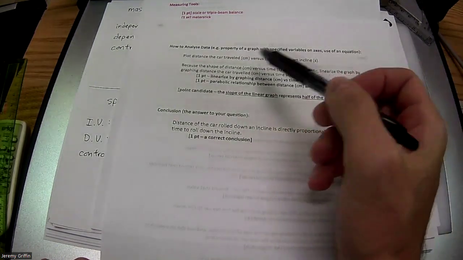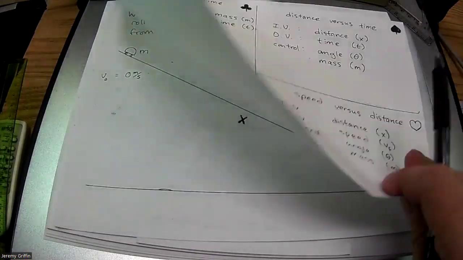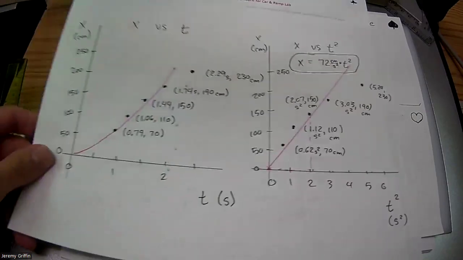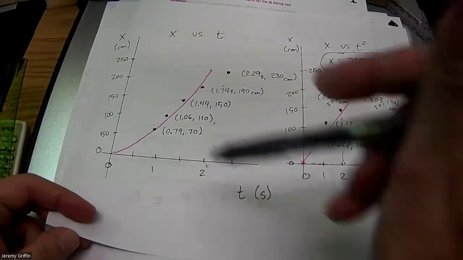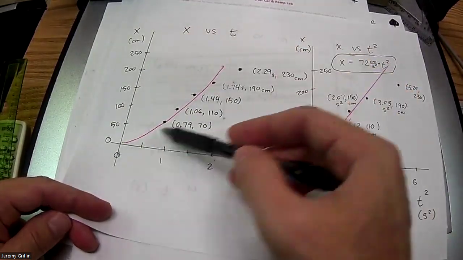Okay, so here's what analysis looks like. Analysis. You guys remember, I had you create some graphs? Let me see if I can dig this up real fast here. Here it is. Right. You guys remember, so if you plot straight distance versus time, guys, what shape was that for distance versus time?